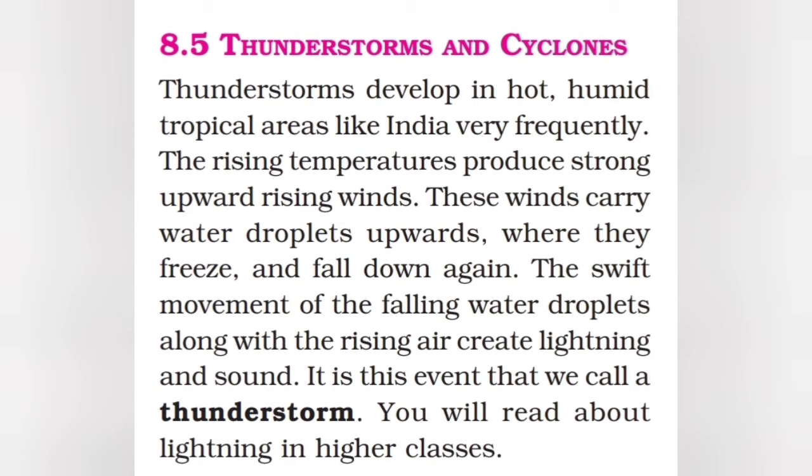8.5 Thunderstorms and cyclones. Thunderstorms develop in hot, humid, tropical areas like India very frequently. The rising temperatures produce strong upward rising winds. These winds carry water droplets upwards where they freeze and fall down again. The swift movement of the falling water droplets along with the rising air create lightning and sound. It is this event that we call a thunderstorm. You will read about lightning in higher classes.